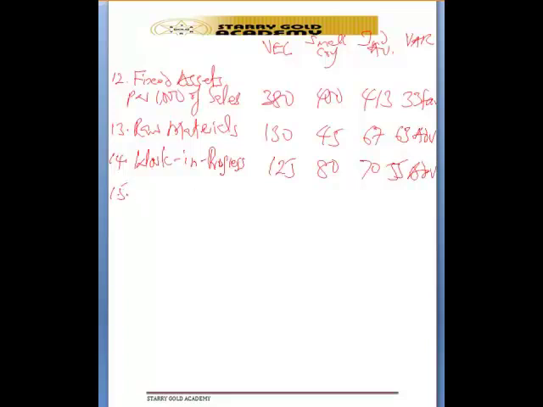15, we have finished goods, which is 380 here, 400, 413, and 33 favorable, in the sense that that of VEL is lower than the industrial average.